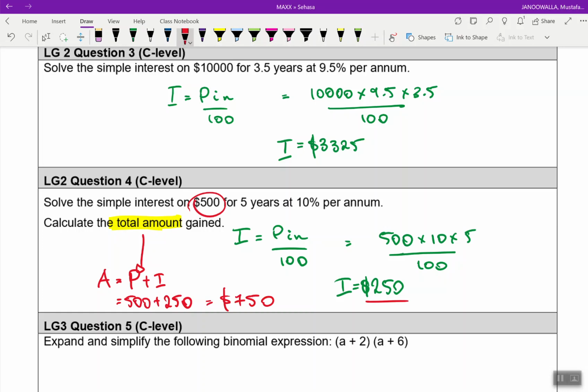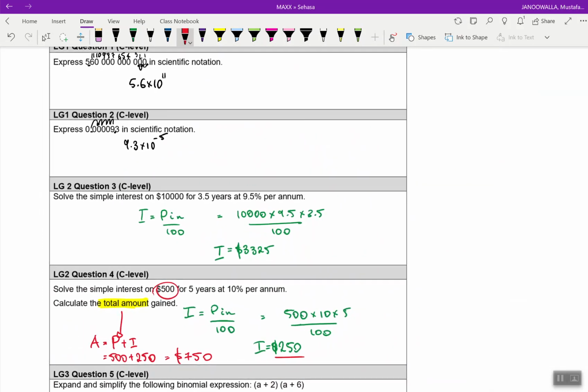Alrighty. So that's scientific notation and simple interest, at least the easier questions. And then we're going to move on now to expanding binomials and Pythagoras.